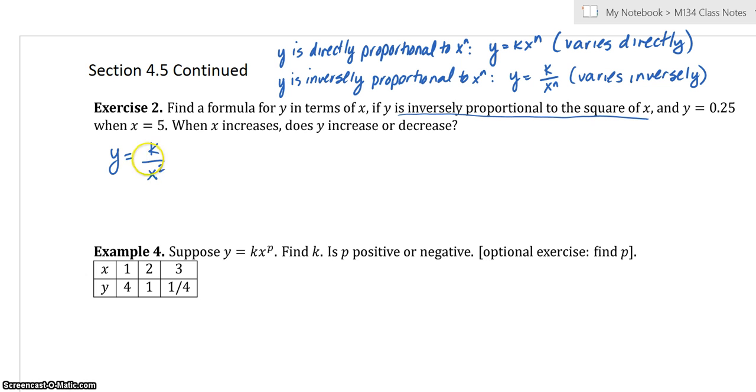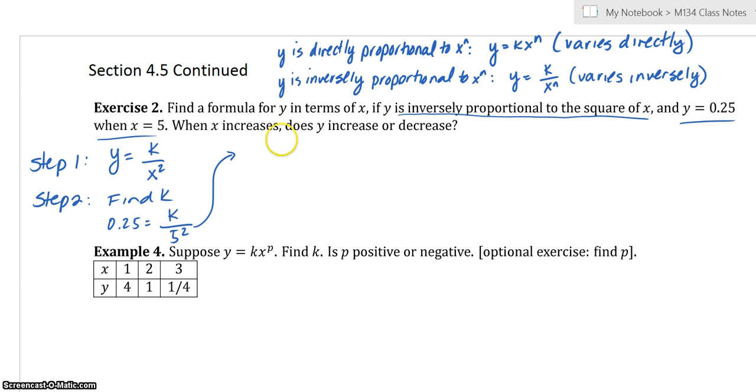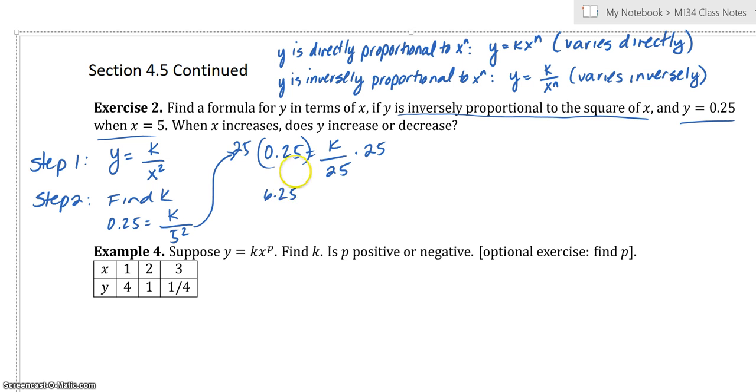So we really haven't found a formula until we find k. So now we're going to find k. How I'm going to find k is they always give you a piece of information to be able to find k. So they say y is 0.25 when x is 5. So I'm going to put 0.25 in for my y. I don't know what k is. And we know that this is 5, so we have now a 5 squared. So I can do that work over here. How I'm going to do that is make this k over 25. I'm going to multiply both sides by 25 here, and I get 6.25 equals k.